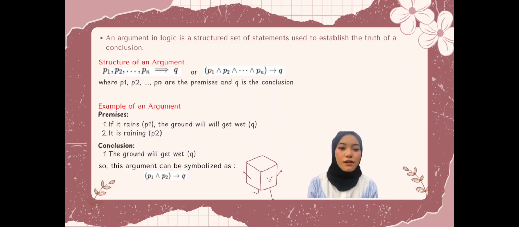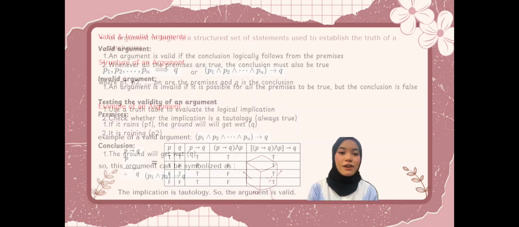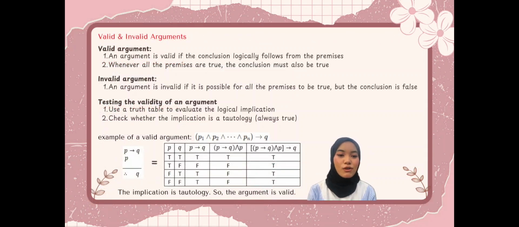Premise 2, it is raining. The conclusion, the ground will get wet. This argument can be symbolized as P1 conjunction P2, then conditional Q, where both premises combine logically to lead to the conclusion. Finally, let's explore valid and invalid arguments.